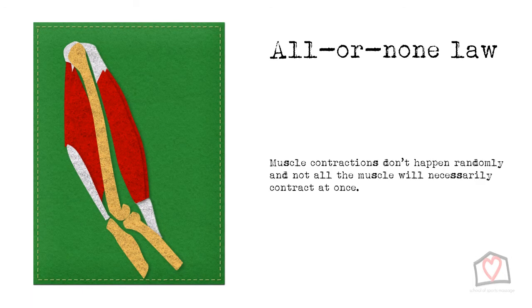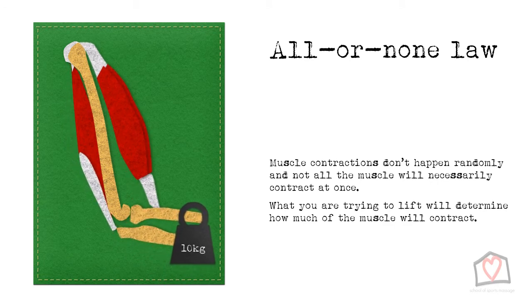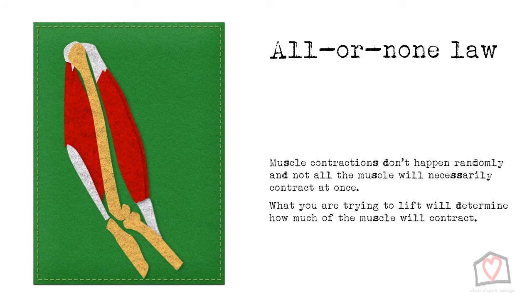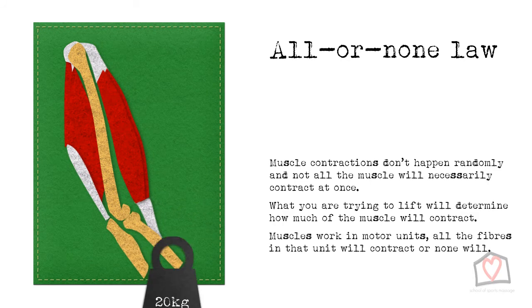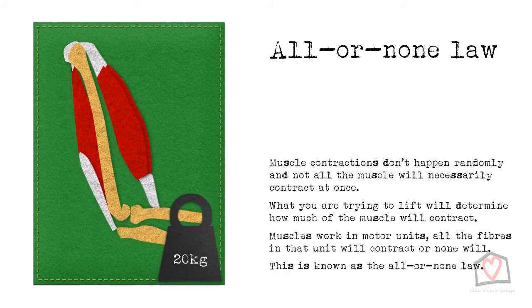These muscle contractions don't happen randomly throughout the muscle, and not all the muscle will necessarily contract at once either. Depending what you are trying to lift will firstly determine how much of the muscle will contract. But also muscles work in motor units, and either all the muscle fibres in that unit will contract or they won't. This is known as the all or none law.